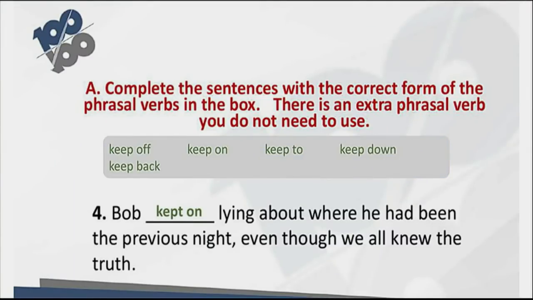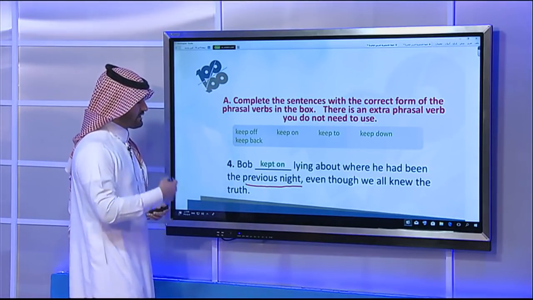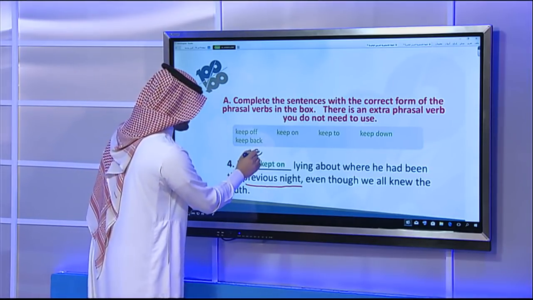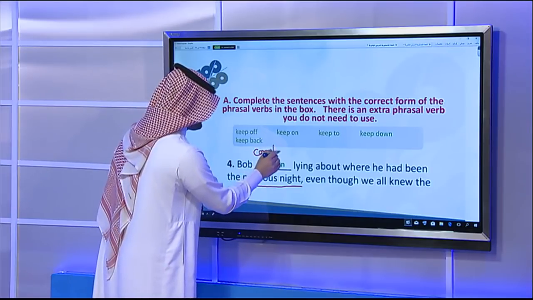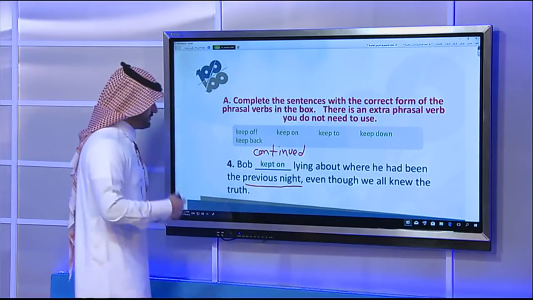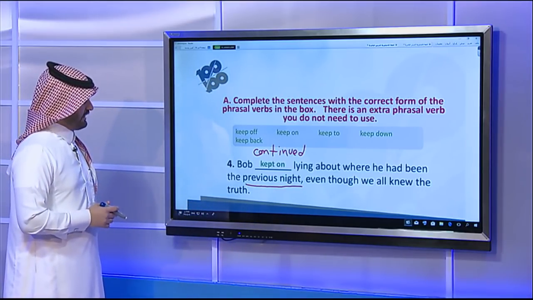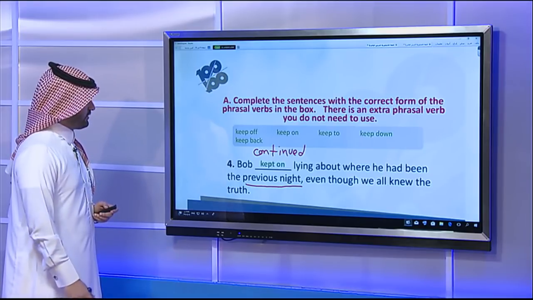We use the phrasal verb keep on, but we change it into the past because the previous night, the time expression, refers to the past. So keep on or kept on means continued. Okay, continued. Bob continued lying about where he had been the previous night, even though we all knew the truth.